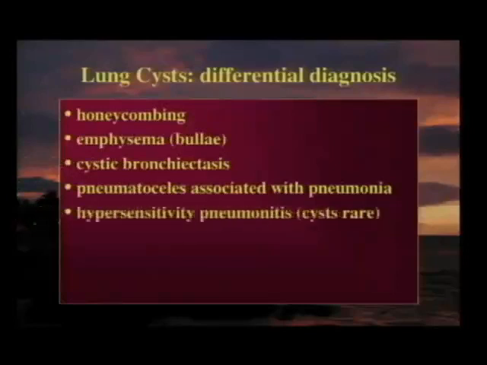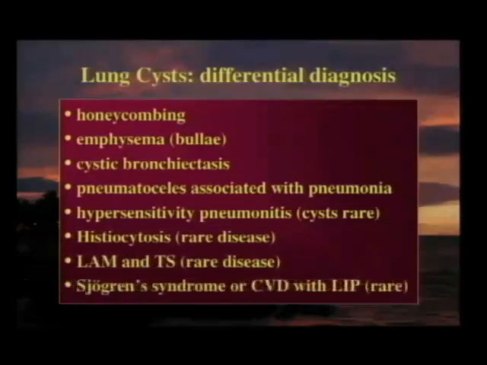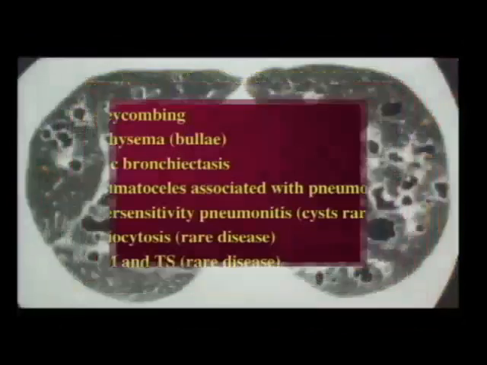And some patients with hypersensitivity pneumonitis will have cysts, but this is relatively rare. The list I've reviewed so far are relatively common lung diseases that may be associated with cysts. However, there are several lung diseases that present with cysts as the primary manifestation, and they are all rare. And these are histiocytosis, lymphangiomyomatosis, LAM, and the lung disease associated with tuberous sclerosis, which is basically LAM, also rare, and Sjogren's syndrome or other collagen disease with lymphocytic interstitial pneumonitis, also rare. So the three diseases at the bottom of the list are primarily cystic diseases, and they are quite rare in clinical practice.